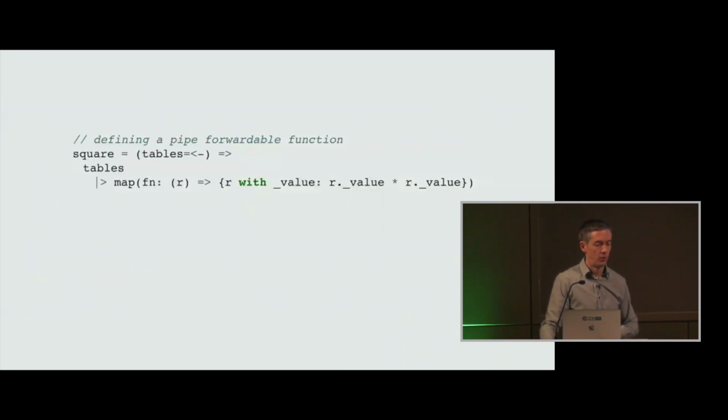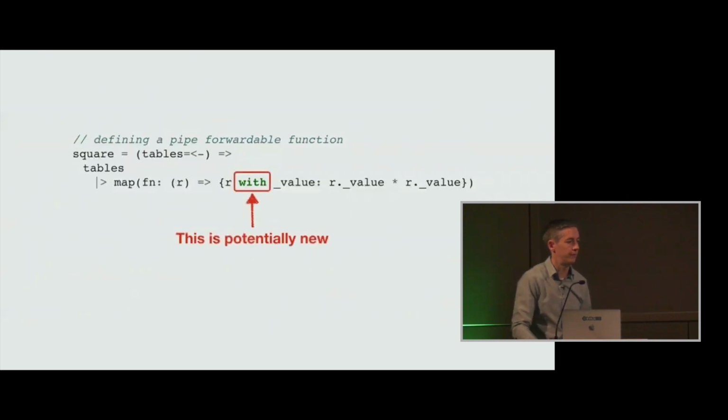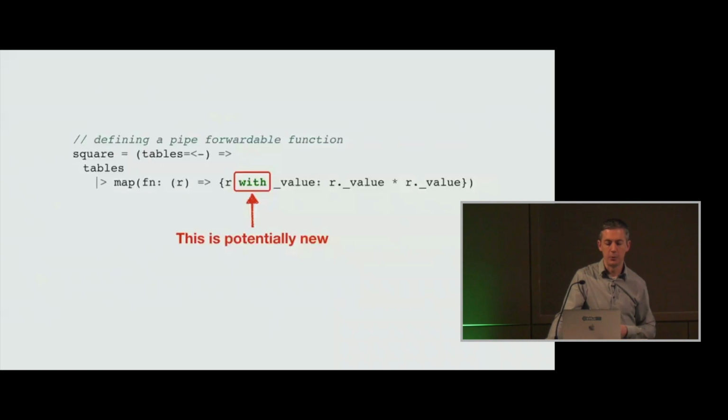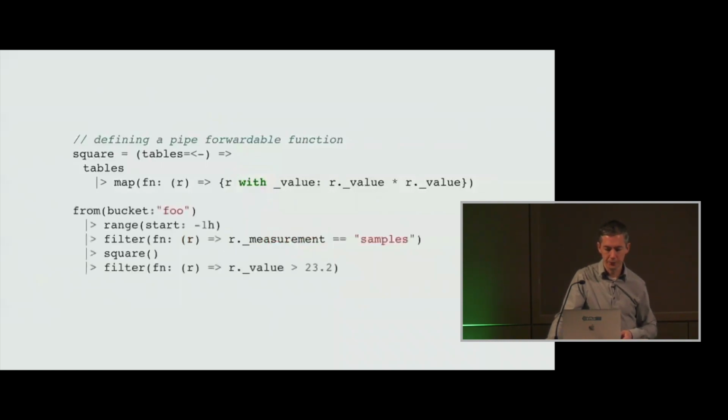So here we're mapping over the individual records in each table that gets sent to it, and then we're squaring the value. This with keyword is potentially new for those of you who have already seen us show off Flux before. Basically, the idea is you say we're taking this object and working specifically with the value key, and then we're going to update the value of that key in the object.